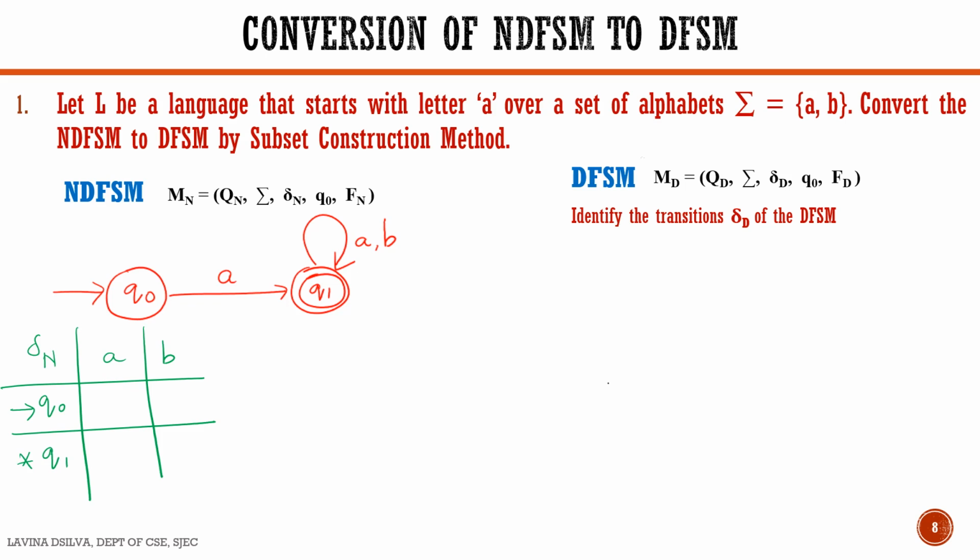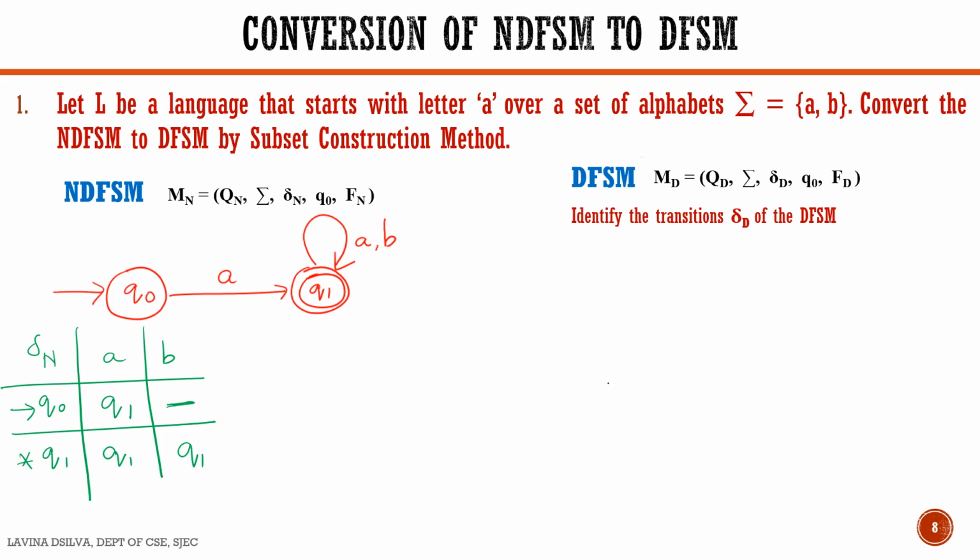Q0 is the start state and Q1 is the final state. Now Q0 on receiving A goes to Q1 state, and Q0 on receiving B, there is no transition defined, so I'll put a dash. Q1 on receiving A goes to Q1 state, and Q1 on receiving B also goes to Q1 state.